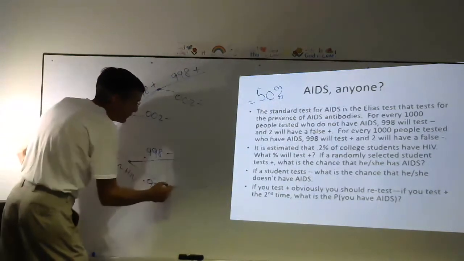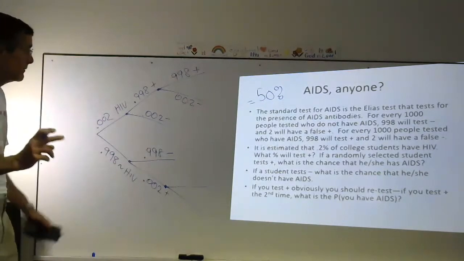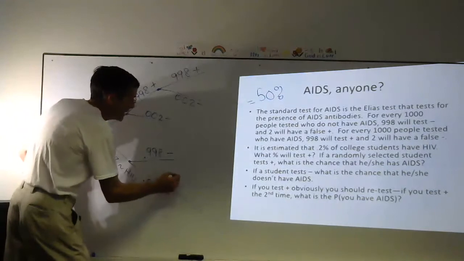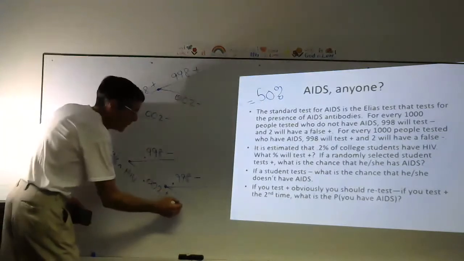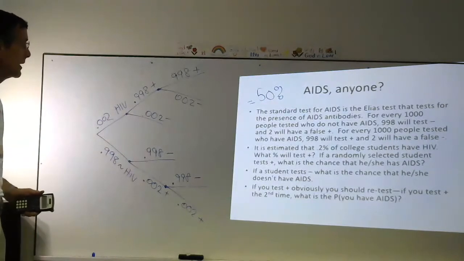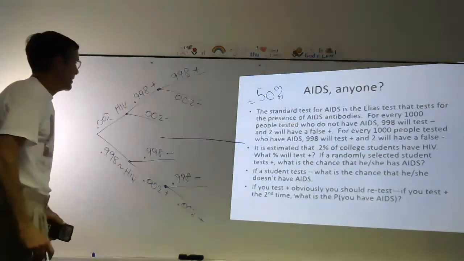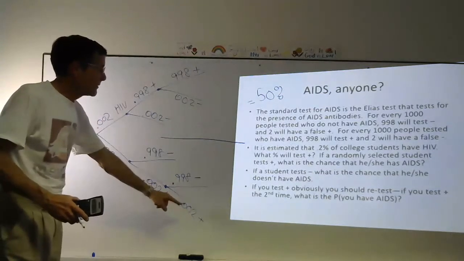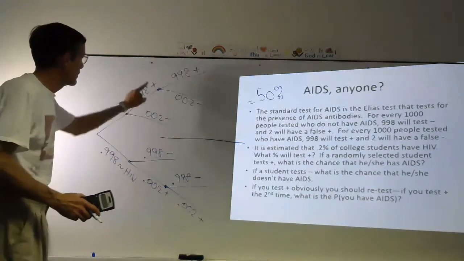Down here, these are the people that don't have AIDS. Even if you test positive here, the test is so accurate, 0.998, it's going to be a negative test the second time because you don't have AIDS. 0.002 will become a false positive if you don't have AIDS. Okay? Now, this is going to get a little cumbersome. See if I can squeeze this in here. So, the question is, if you test positive the second time, what's the probability that you actually have AIDS, that you're up here?